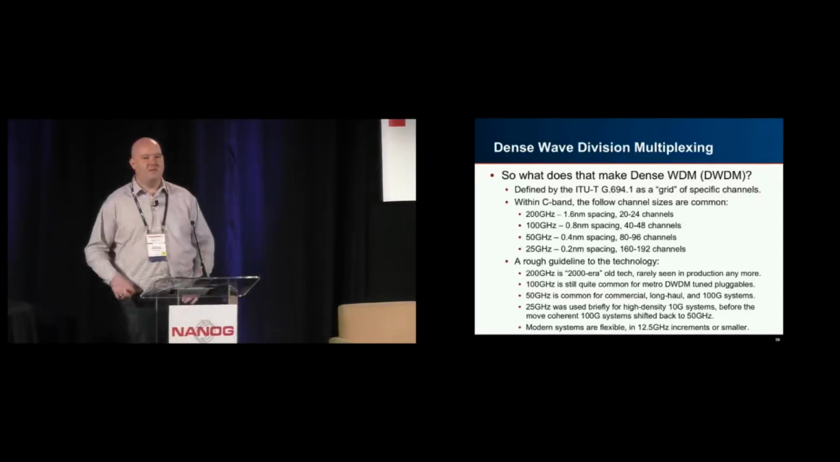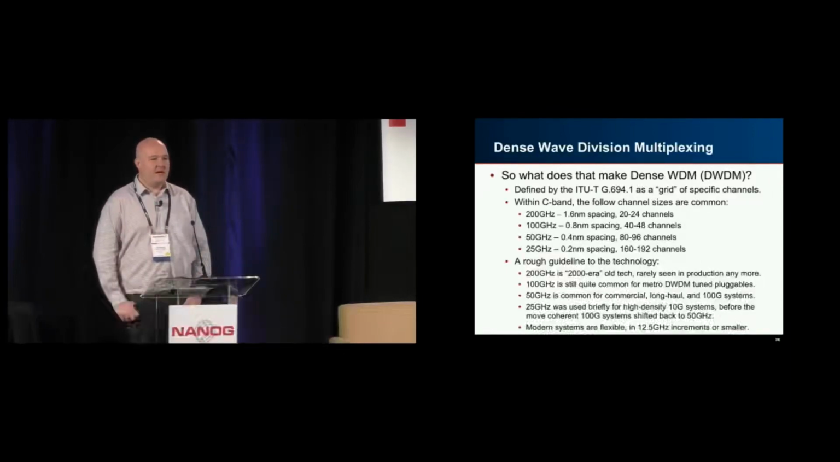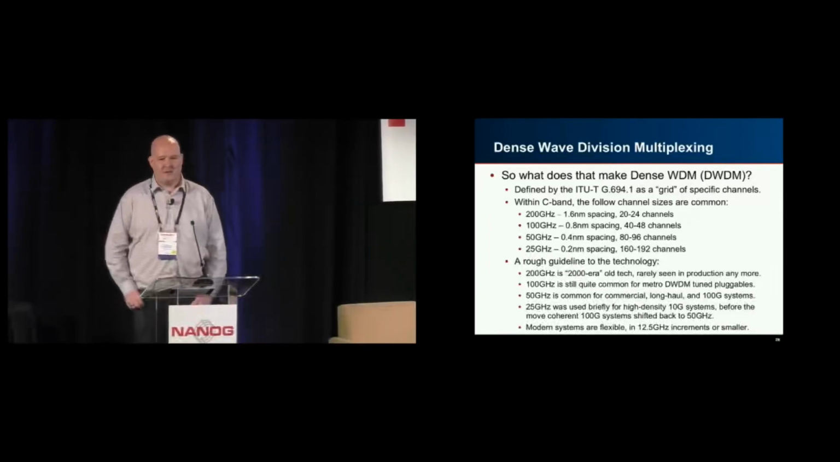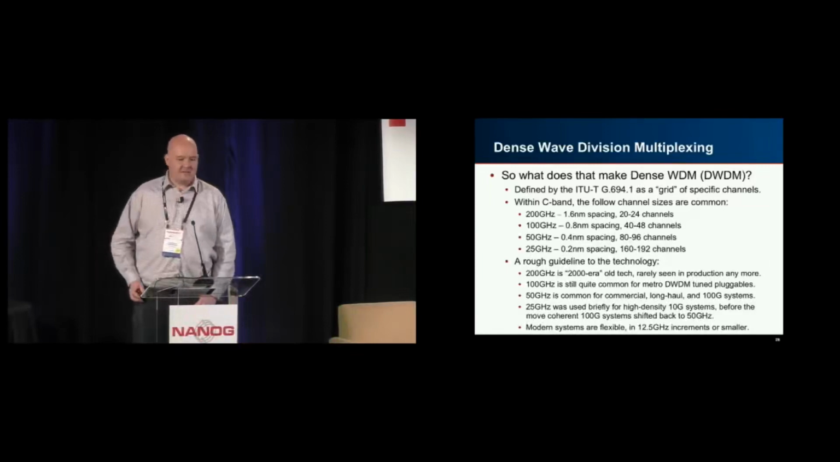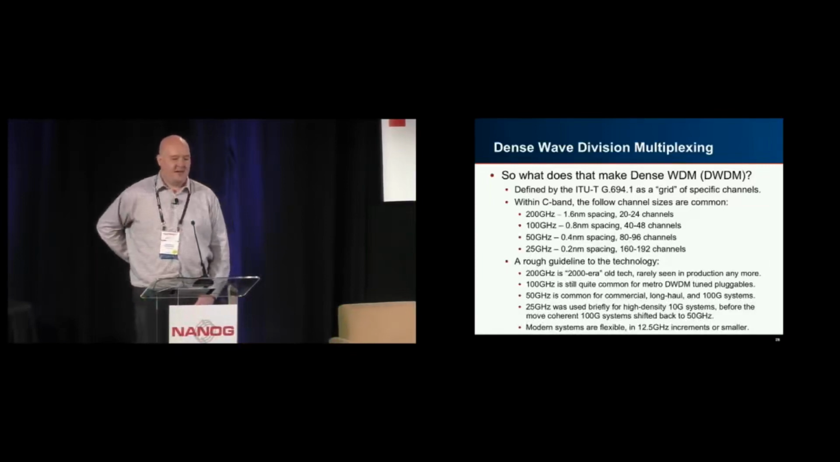This is something that you see very commonly. So you'll tend to see a lot of 100 gigahertz channels in metro deployments largely, especially where you're able to buy passive muxes and tuned DWDM channels. The 50 gigahertz spacing is a lot more prevalent in commercial systems. So this gets you between 80 to 96 channels.